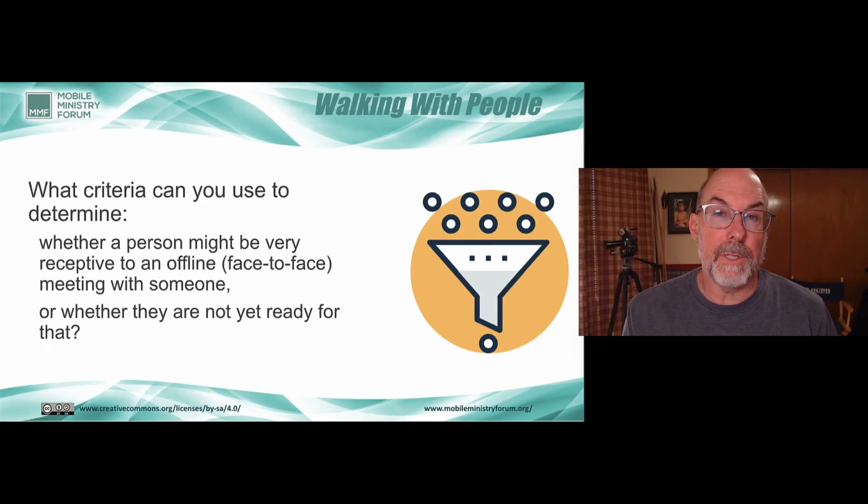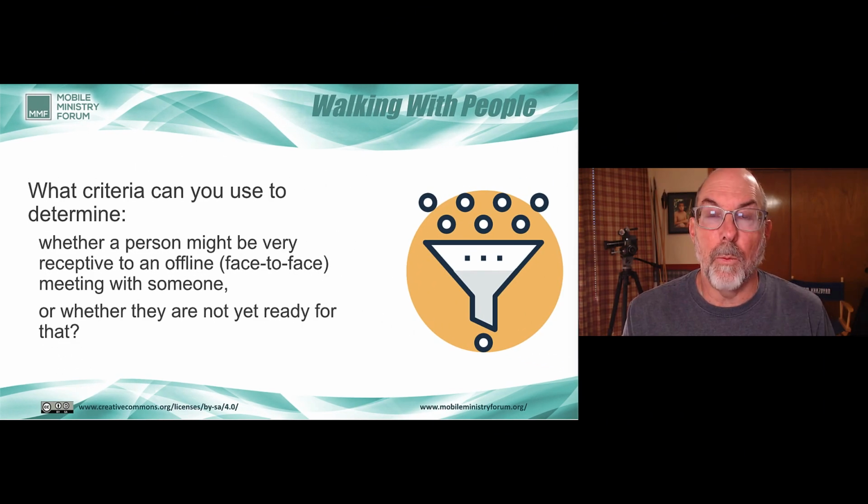An example, a simple example, is are they willing to provide personal contact information, a phone number, email address, things like that? That's a personal identifier. If they're willing to do that, that's a good indication.